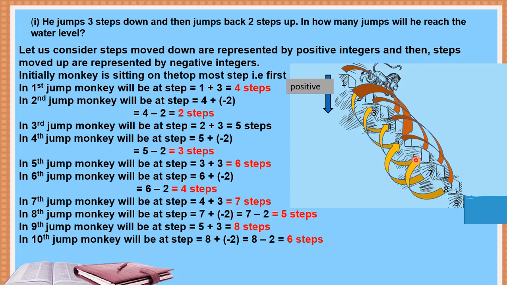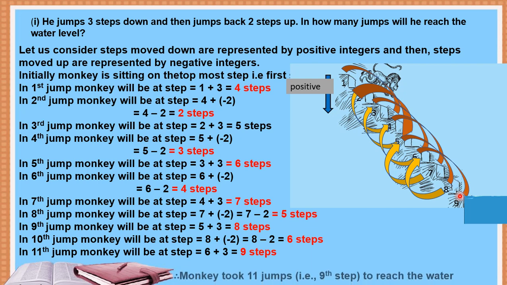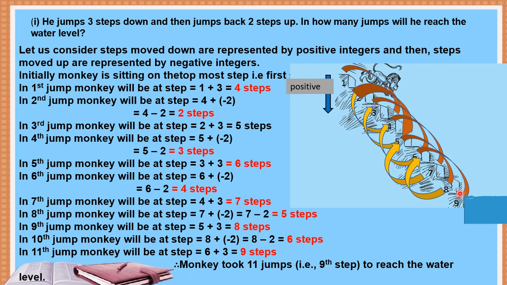From this 6th step, again he takes 3 jumps downwards. So 6 plus 3 becomes 9. So at this stage of the 11th jump, he reached the 9th step, where he reached the water level. So we can say here the monkey took 11 jumps to reach the water level.